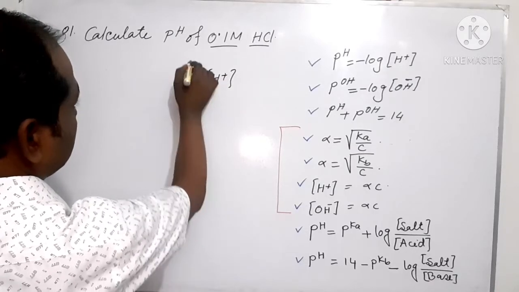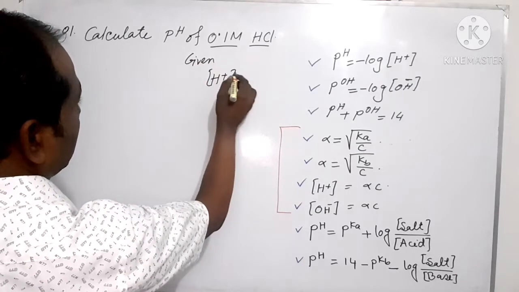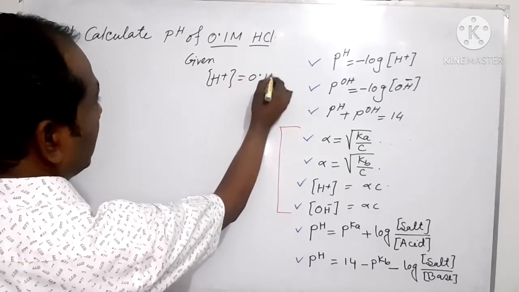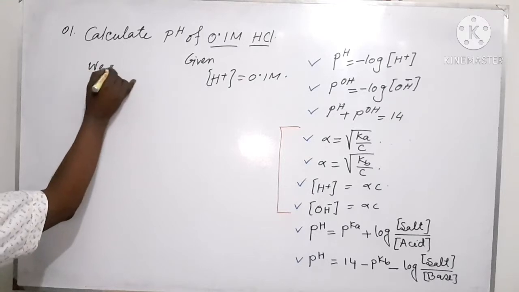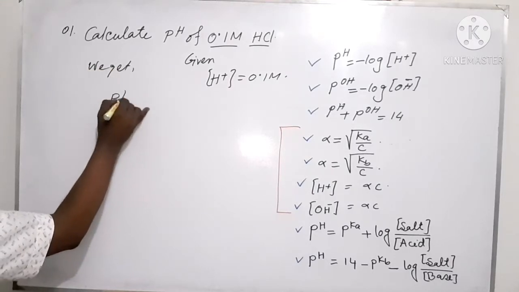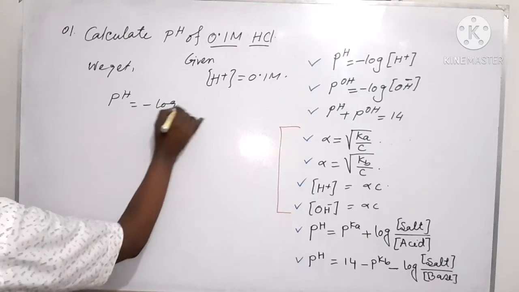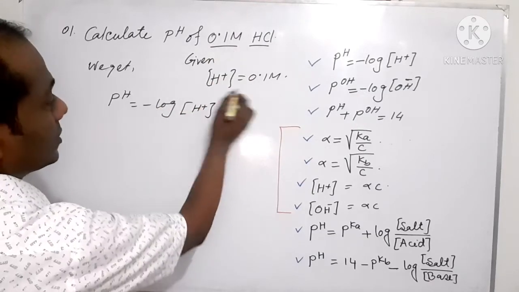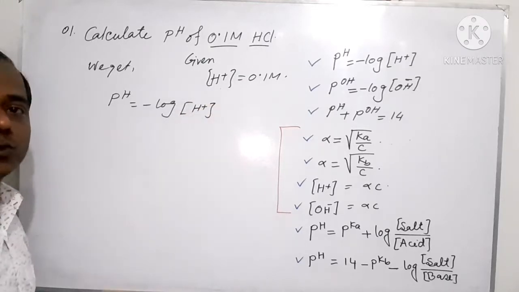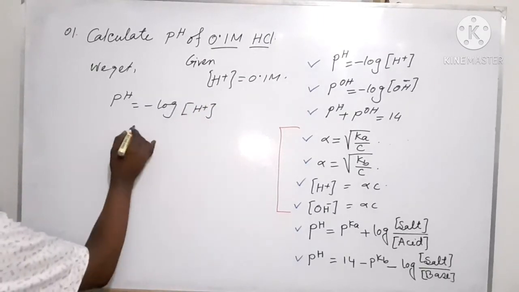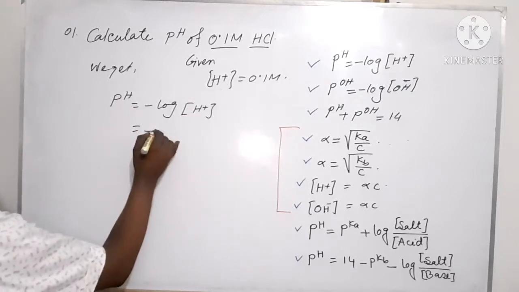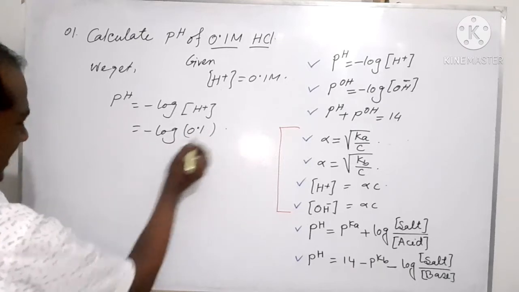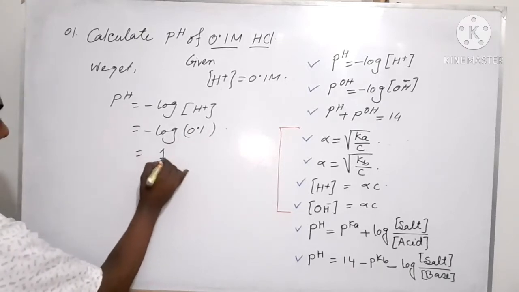That means, given molar concentration of hydrogen ion equal to 0.1 molar, we get pH equal to minus log of molar concentration of hydrogen ion. Here the given molar concentration of hydrogen ion is 0.1 molar. So we use this value, minus log of 0.1, and we get the pH value is 1.